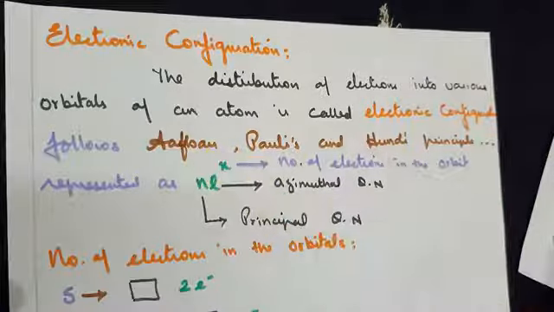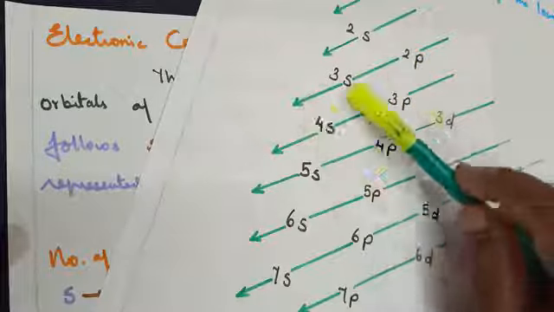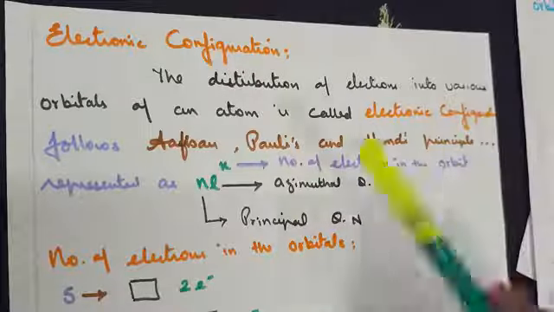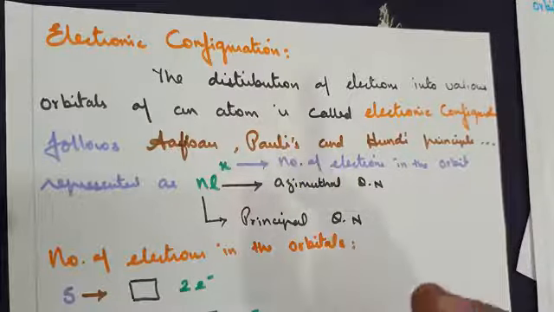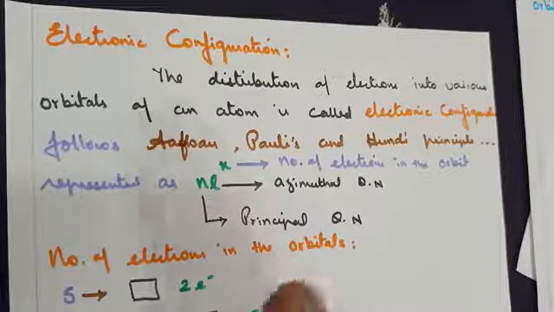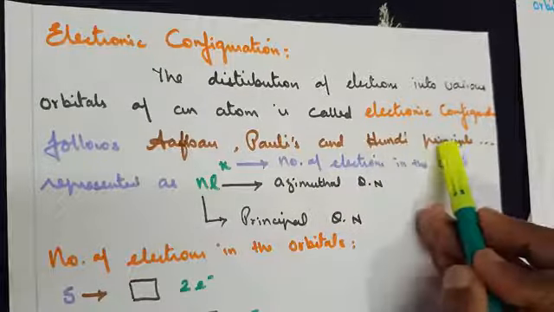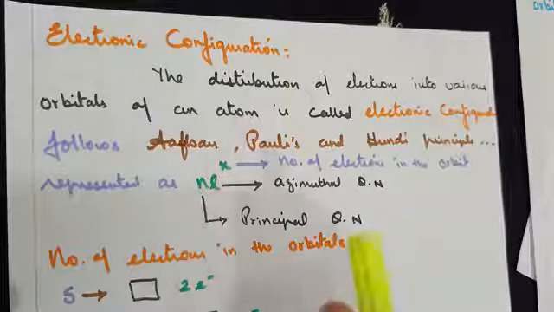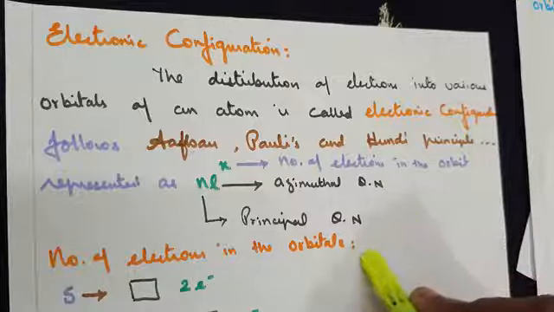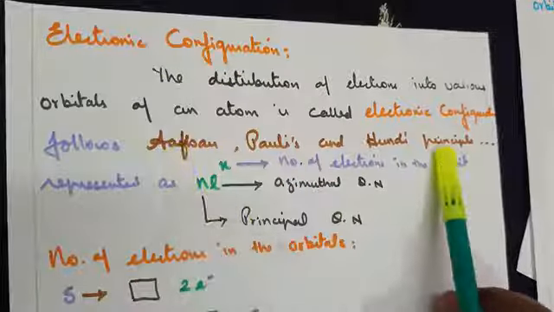What does Aufbau say? Electrons are first filled according to their energies. Lower energies are filled first, and only then do electrons move into the higher energy level. Very clearly I have shown you. Pauli says that in an orbital, only 2 electrons can be there, with the opposite spin. Hund's rule says that in the degenerate state, electrons are first distributed equally, and only then does pairing take place. So, electronic configuration follows these three principles.